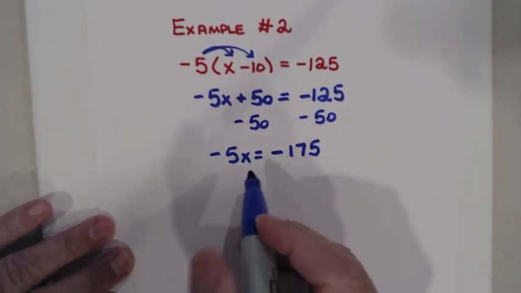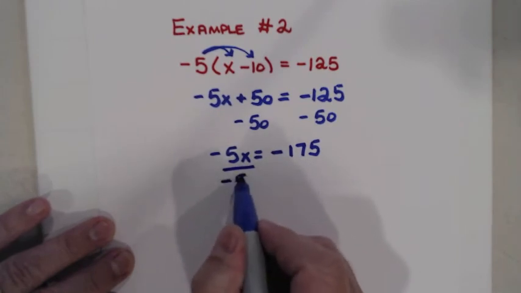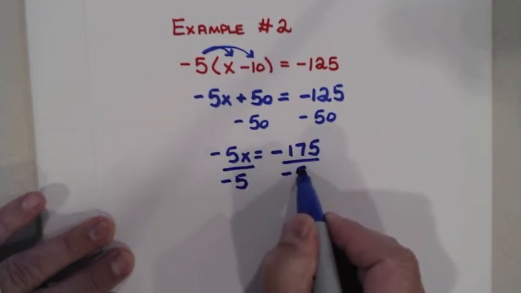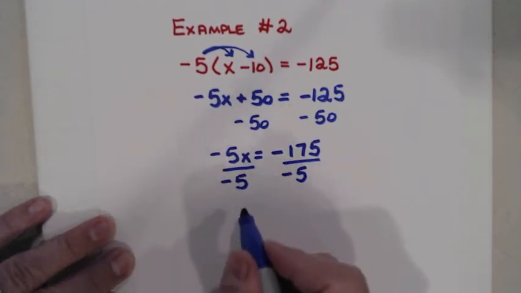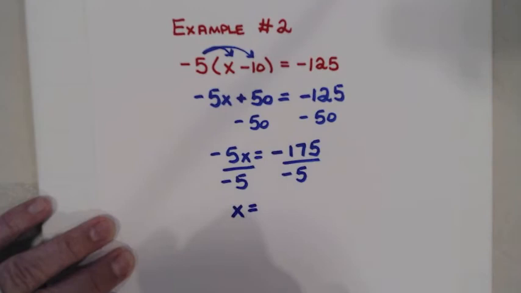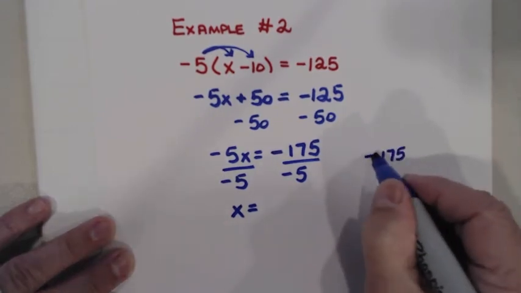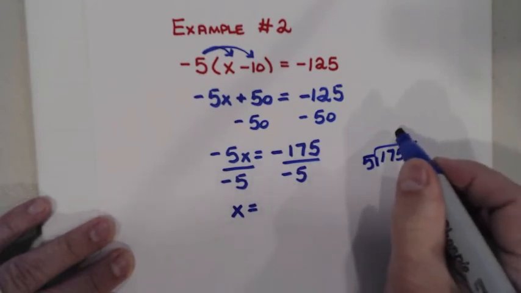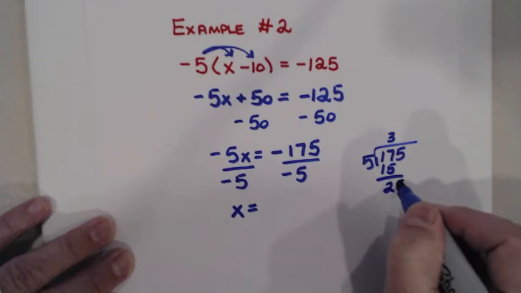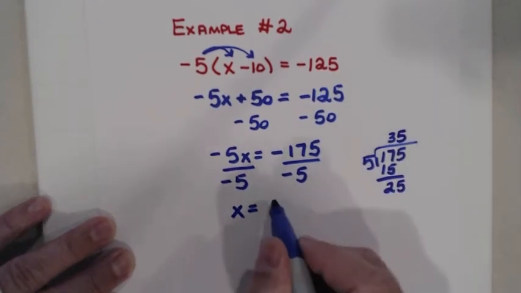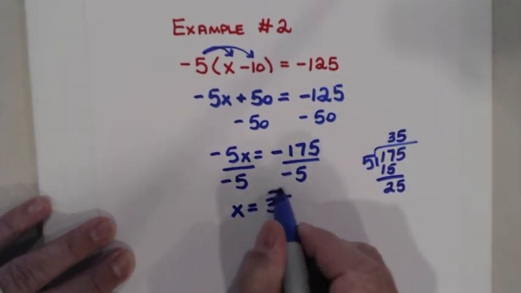I have multiplying right here. The opposite of multiplying is dividing, and in algebra we show dividing by using a division bar. These cancel out. I'm left with x. -175 divided by 5. A negative divided by a negative is a positive. 175 divided by 5 is positive 35.